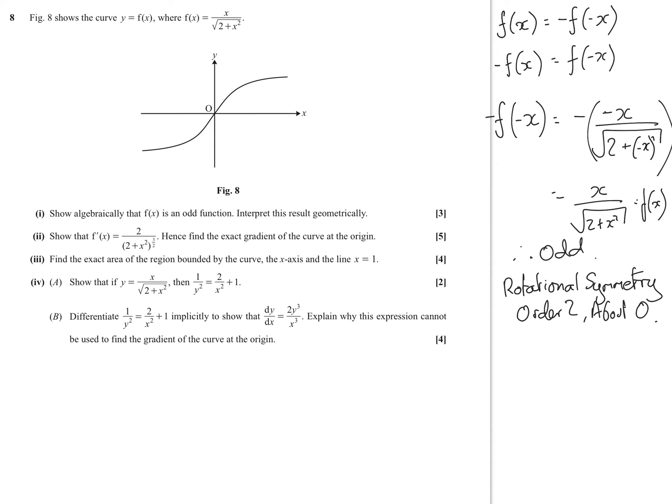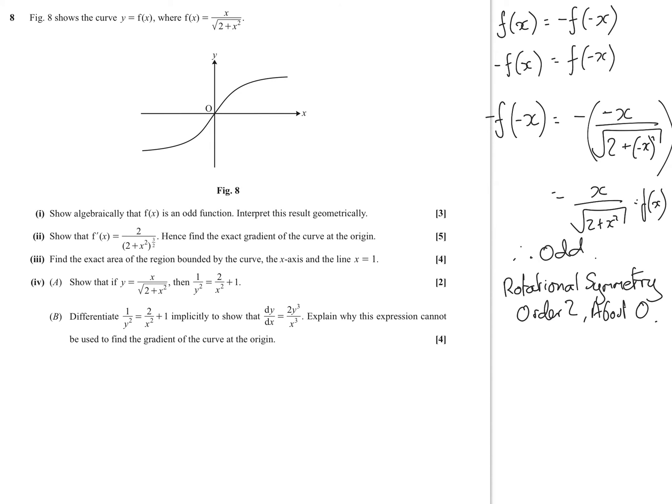So, Kim, did you miss out the word rotational? Yeah, I thought about it, but then I thought order 2 explains it itself. No, they were really specific. You needed those 3 bits to it. And when it says geometrically, you don't have to sketch it, right? Nope. They just said describe, interpret geometrically.